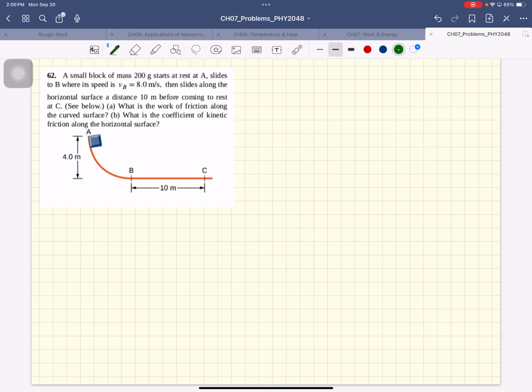Okay, so friction is a non-conservative force. A non-conservative force just means the work done by that force is dependent on the path. So the work done by friction along this path is different than work done along that path. Okay, so work done by friction depends on the path, and that's a non-conservative force.